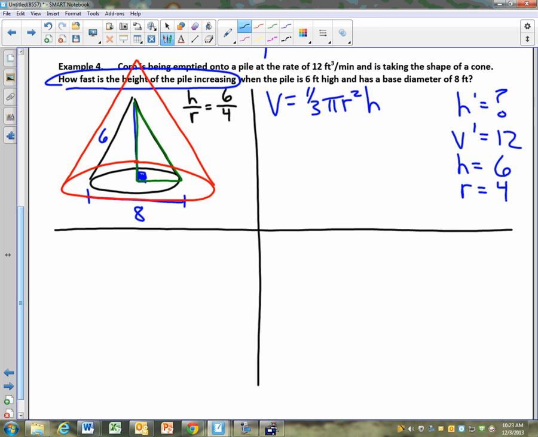Do I want to get rid of the r, or do I want to get rid of h? I want to get rid of r because I'm trying to solve for h prime. So we're going to get rid of r, so I have to solve for r and substitute in for h. If we cross multiply here, we get 6r is equal to 4h. Divide both sides by 6. You get r is equal to 2/3 h.